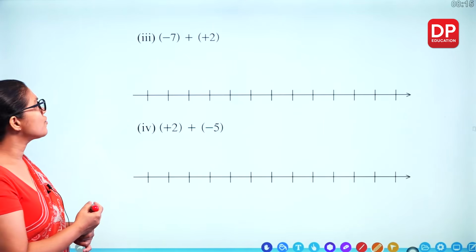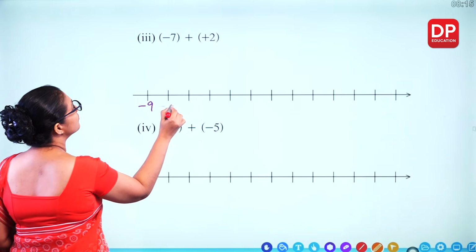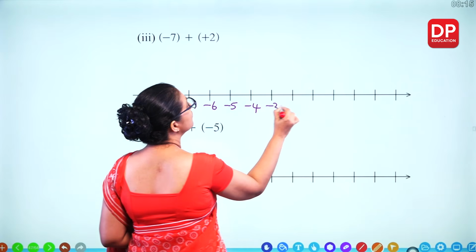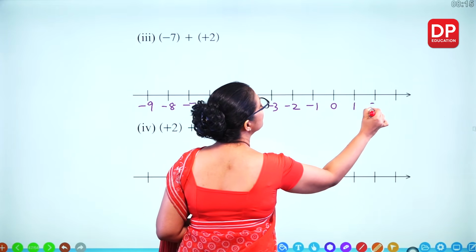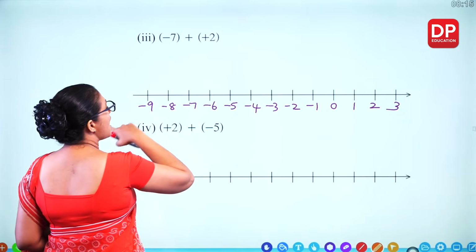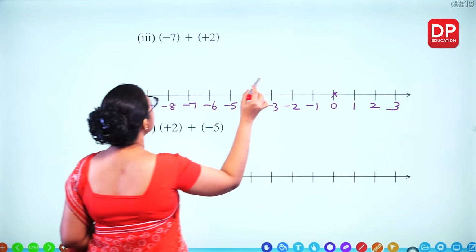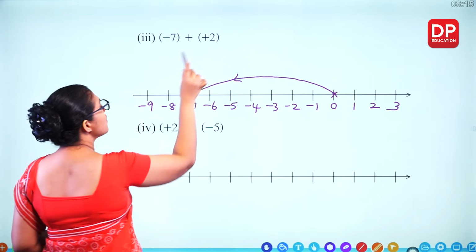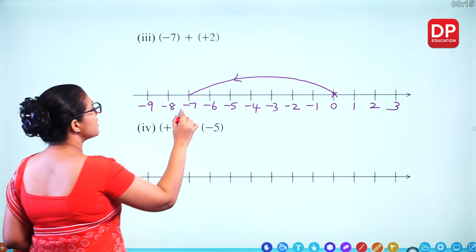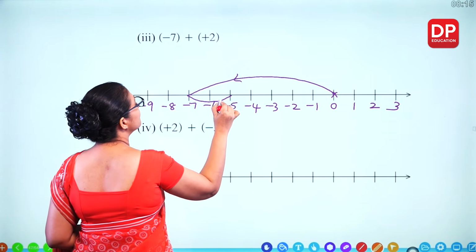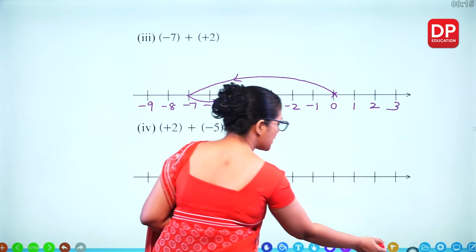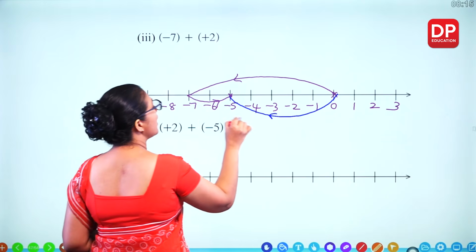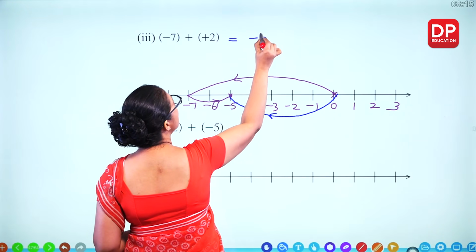Minus 7 and plus 2. Starting from 0. Minus 7 means 7 squares to the left. Plus 2 means 2 squares to the right now. 1, 2. So what's the answer? This is the final position. Here to here. You get minus 5.